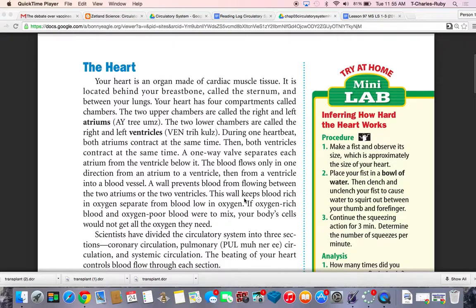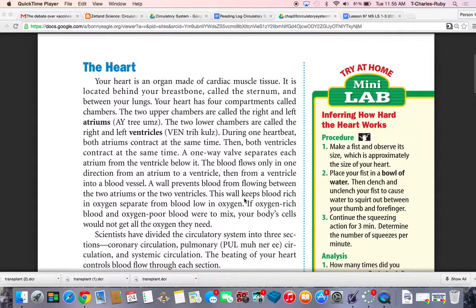During one heartbeat, both atriums contract at the same time. Then both ventricles contract at the same time. A one-way valve separates each atrium from the ventricle below it. The blood flows only in one direction, from an atrium to a ventricle, then from a ventricle into a blood vessel. A wall prevents blood from flowing between the 2 atriums or the 2 ventricles.